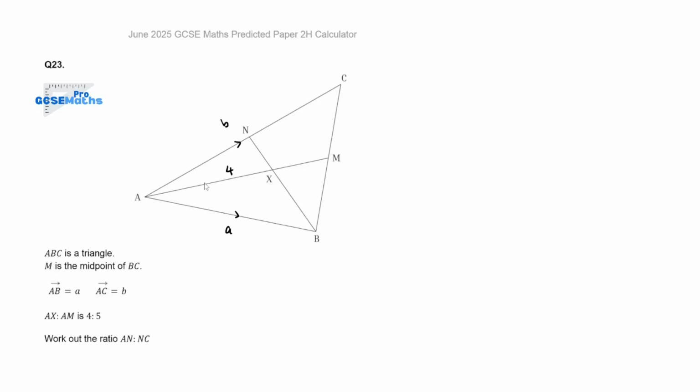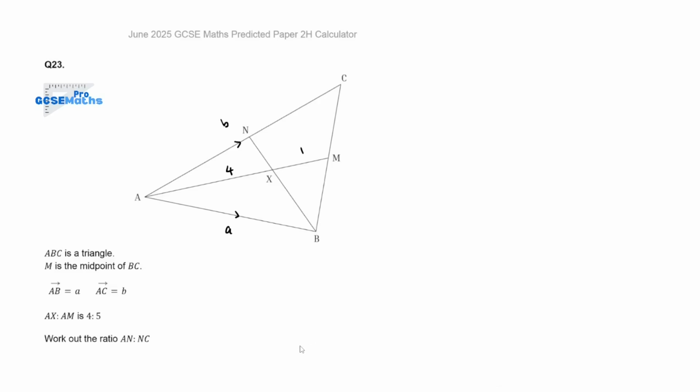This is 4, yes, not as a vector, but as a scale. However, this bit's not 5, because it's not X to M, is it? It's the whole line. So technically, this is 4 to 1. So just be really careful what ratios they might give you. Then it says work out the ratio of AN to NC. As I said, it's not the midpoint, otherwise there would be no question, would there?